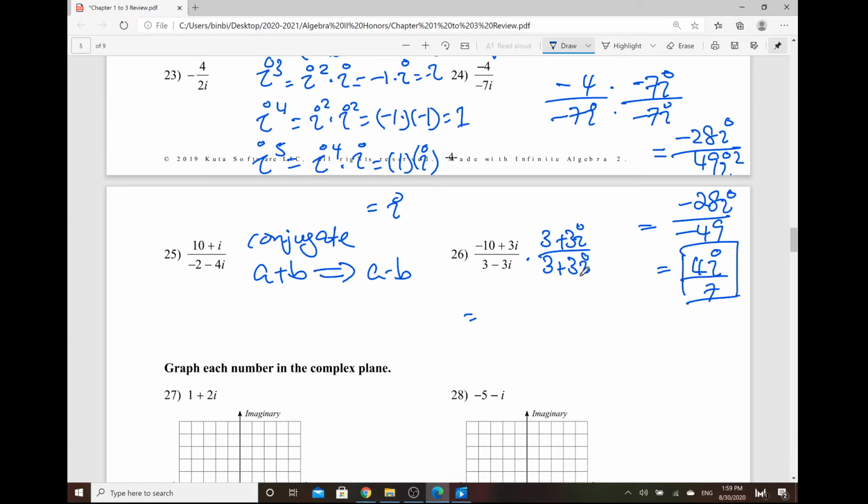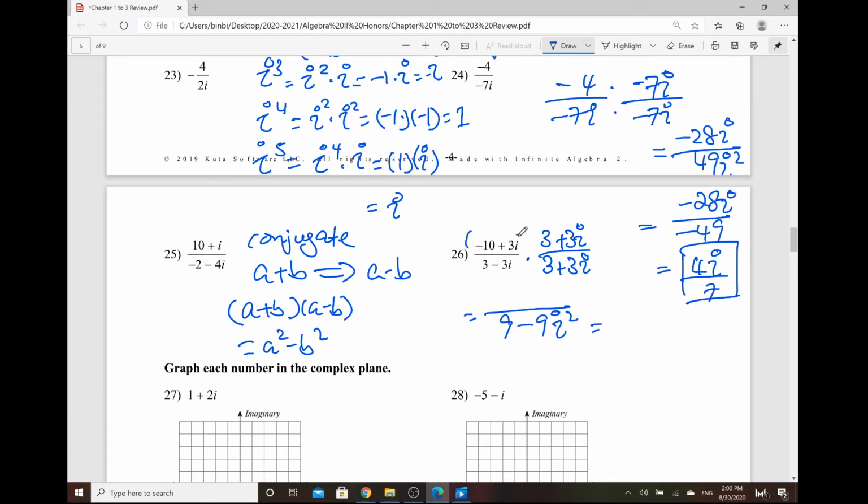And then for the denominator, that's just the difference of two squares. If you notice, a plus b times a minus b is always a squared minus b squared. Difference of two squares pattern. So 3 times 3, that's 9. Negative 3i times 3i, negative 9i squared. Again, we're going to deal with the i squared later.